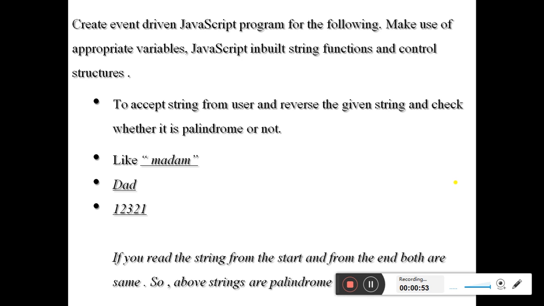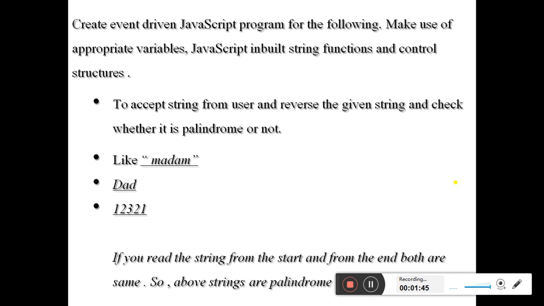Here is the question: create event driven JavaScript program for the following. Make use of appropriate variables, JavaScript inbuilt string functions and control structures. You are supposed to accept a string from the user, reverse the given string and check whether it is palindrome or not. So there are 3 things you are supposed to do. First is to accept the string from the user. How do we accept the string from the user? We use the prompt method of JavaScript, so you are supposed to use prompt boxes.